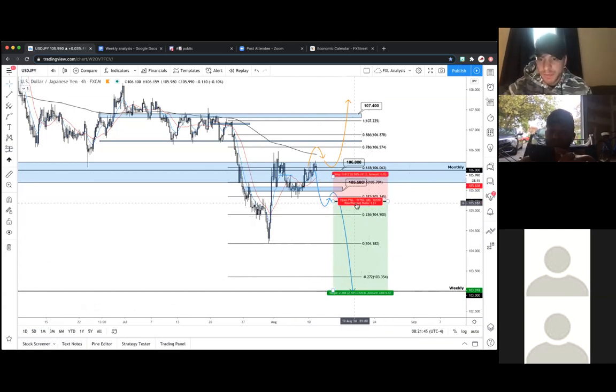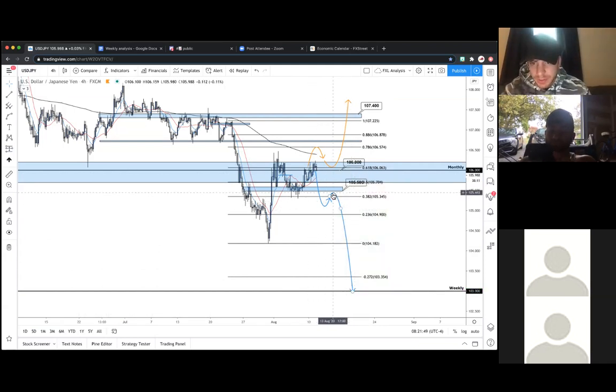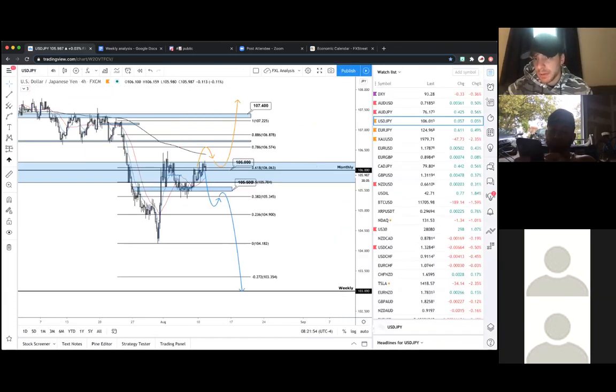Okay, guys. So this is what this would generally look like. Just waiting for this initial break, lower time frame retest, and then drop to the downside. All right. So that's UJ. Let's move on to EJ now, and then I'm going to cover gold, which has got some serious movement.